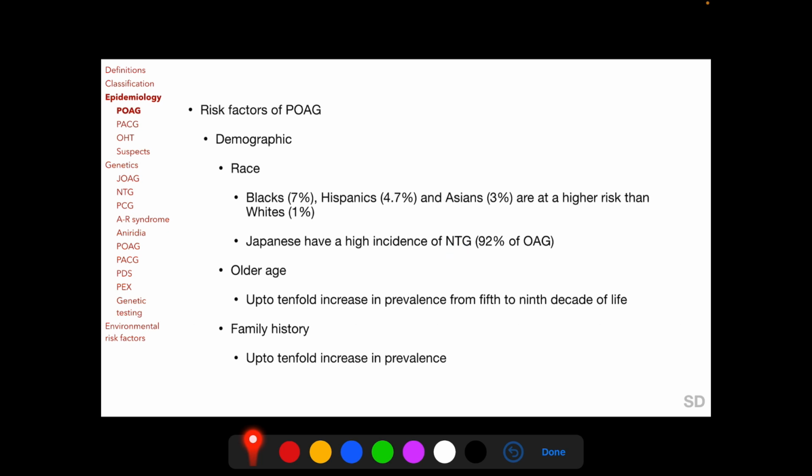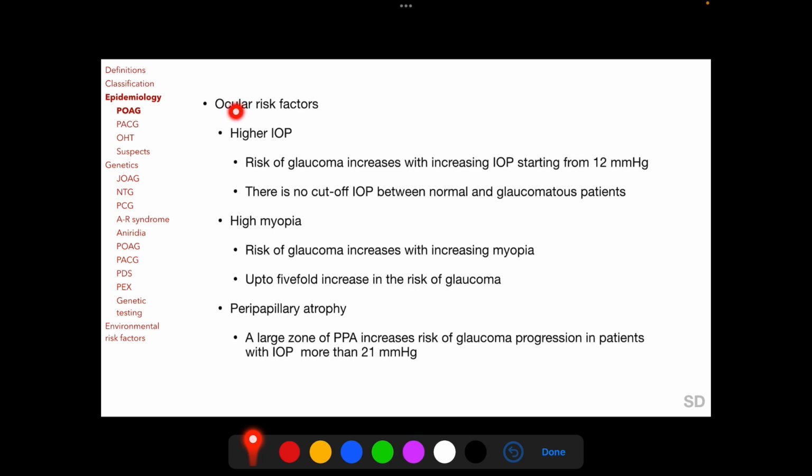Risk of glaucoma increases with age, and it is said that the risk increases up to tenfold from the fifth to the ninth decade of life. The risk of glaucoma is also said to increase up to tenfold in an individual with a family history of glaucoma as compared to an individual without a family history. Among ocular risk factors, we have intraocular pressure, refractive error, peripapillary atrophy, and corneal factors.